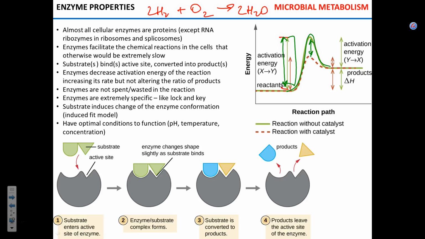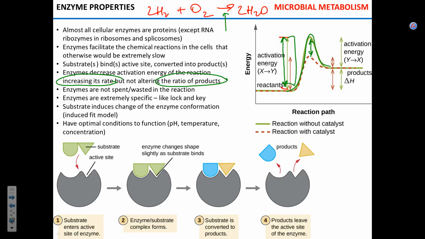Okay? Enzymes facilitate the reaction. They speed it up. They increase the rate, but not the ratio. Which means we would have a hypothetical enzyme that would facilitate this reaction. It would not change the amount of water that will be produced. It would only alter the rate of the reaction. The reaction would go faster. Does that make sense?